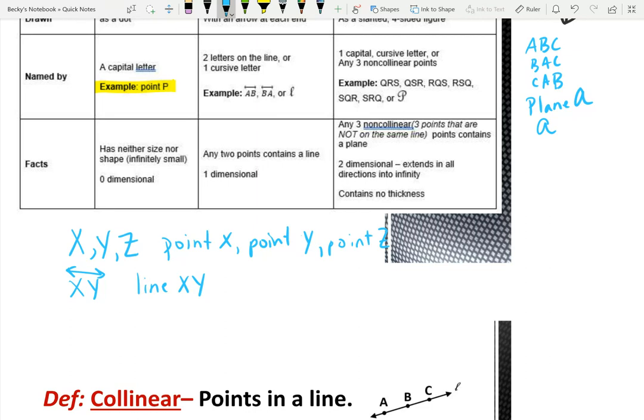If you want to flip them and say YX, you could. Now, when I get to a plane, I could say XYZ. Notice there's no commas in between. Or you could say plane XYZ. Those letters could be in any order. They don't have to be in alphabetical order. A point has 0 dimension because it's location. A line is 1-dimensional, and a plane is 2-dimensional.